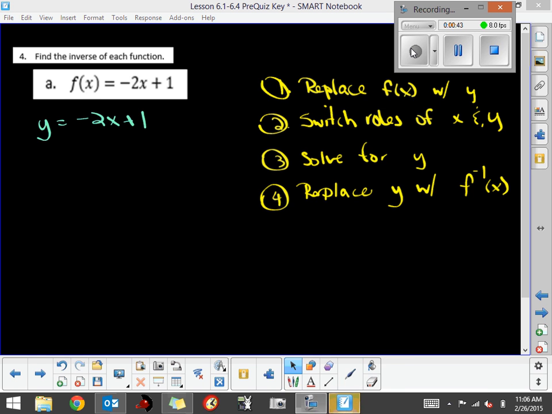Now your second step is to reverse the roles of x and y, and that's what inverses do. So we replace the x's with y's and the y's with x's. I just did step 2.